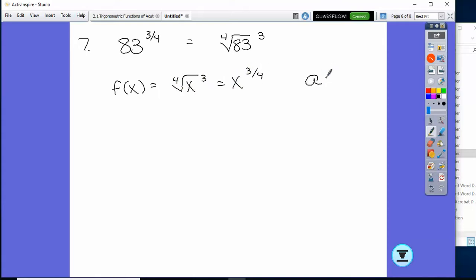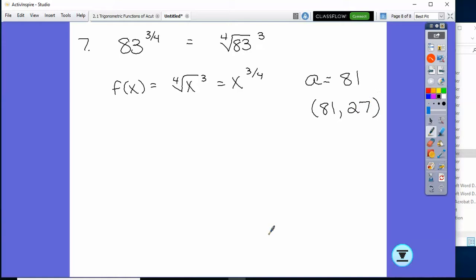My a has to be something close to 83 that we could evaluate. So think about something close to 83 that you could do the 4th root of. 81. Okay, so if we plug this in, our point, 81 to the 3/4, so the 4th root of 81 is 3, to the 3rd is 27, so there's my point.